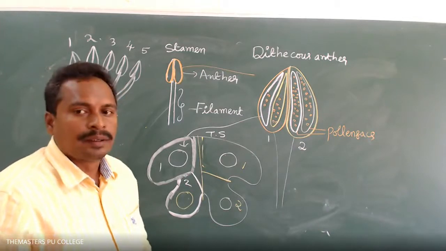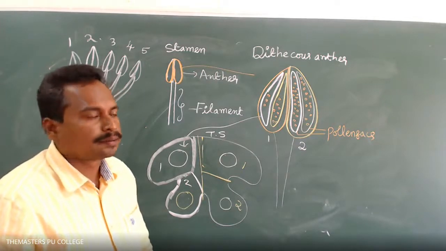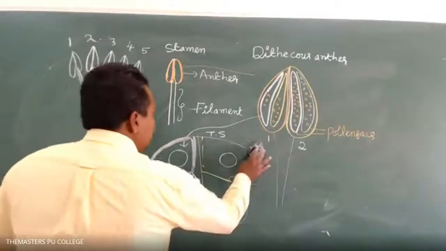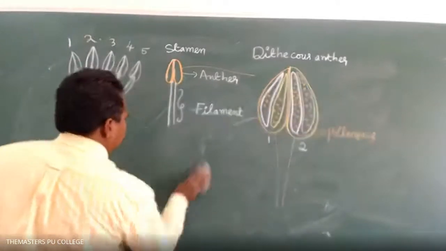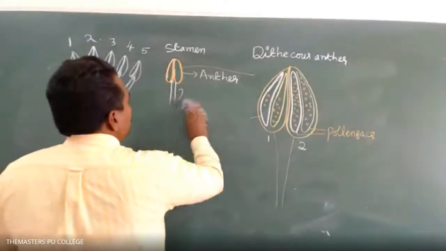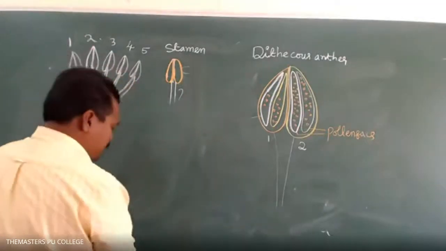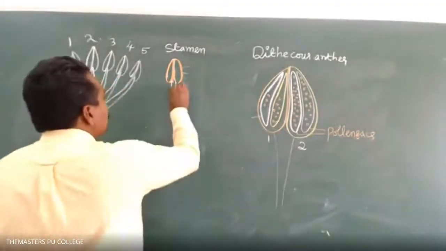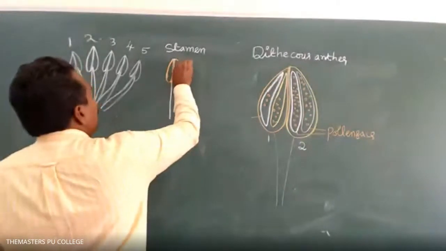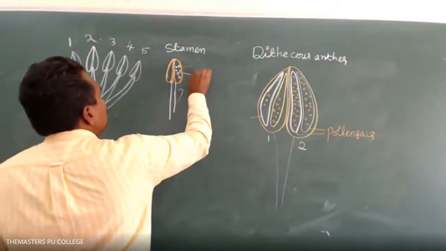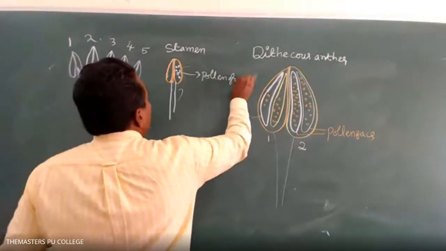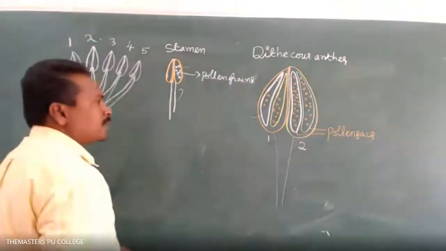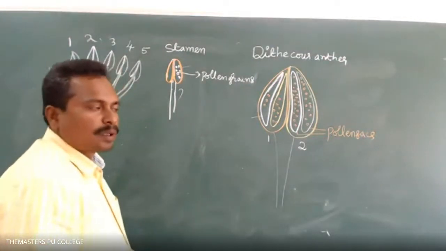Okay, now do you have any doubts regarding this? No, sir. No doubt. Right. So what is the function of the anther? The anther is involved in the production of pollen grains.